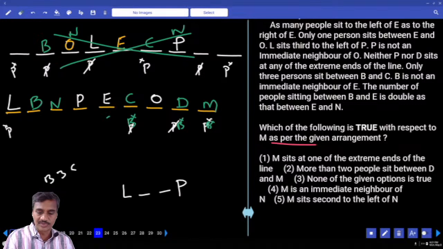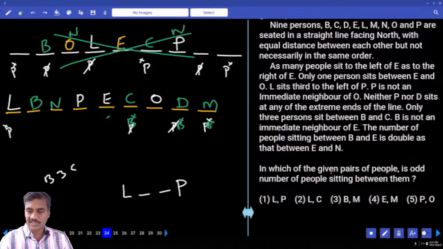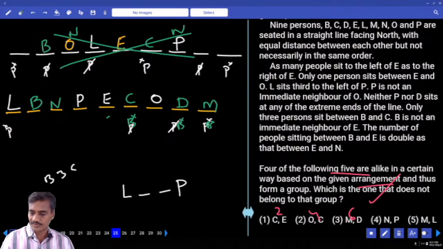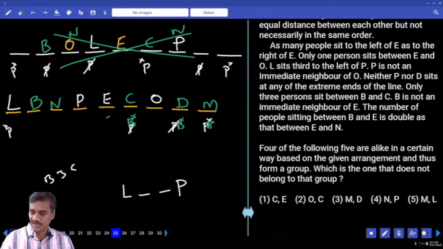23 is choice 1. Question 24, which of the given pairs of people has an odd number of people in between them? L and P there are 2, even. L and C there are 4, even. B and M there are 6 persons, it is even. E and M there are 3 persons, it is odd. Choice 4.